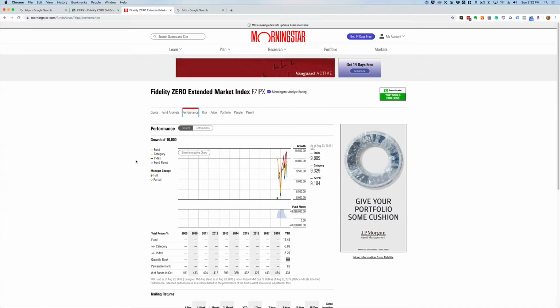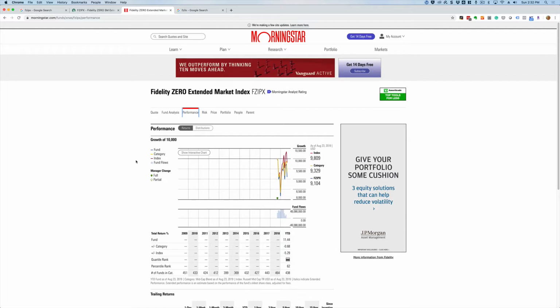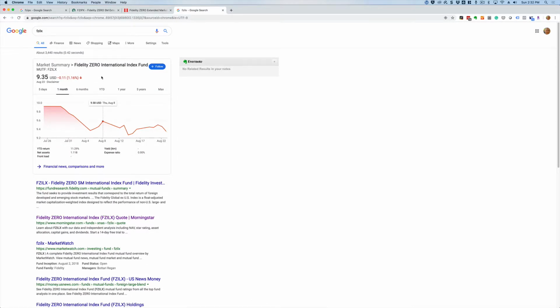And again, within 60 seconds, maybe 2 minutes tops, whether it's at Fidelity or your mutual fund company or at Morningstar, you can get all the information you need about a mutual fund. That simple. Now, let's look at one more. This is the Fidelity Zero International Index Fund. So we see the same box from Google.